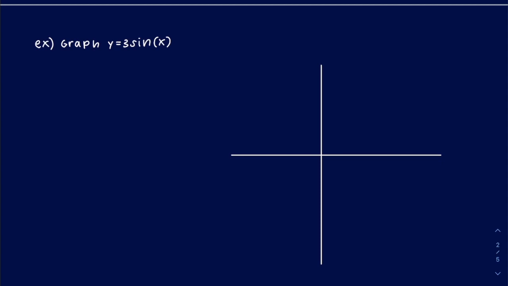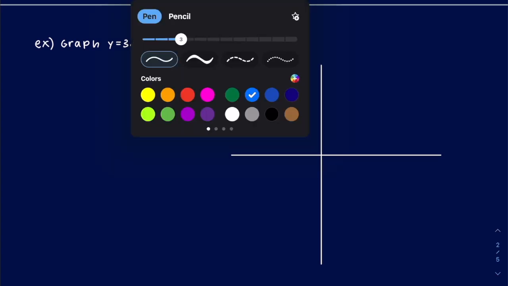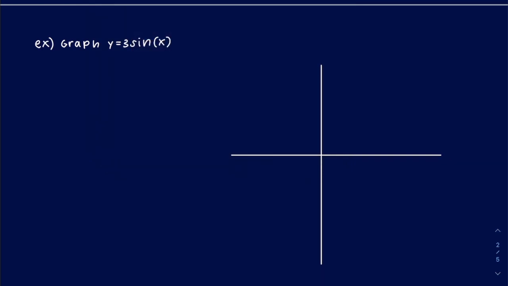So this example is y is equal to 3 sine x. So the first thing we gotta do is we gotta find our amplitude. So remember that our amplitude is the absolute value of a. A in this case is the absolute value of 3, which is just 3. So our amplitude is 3. Now let's find our period. So our period is 2 pi over b, and b is the constant inside of the parentheses, which is just 1 in this case. So it's 2 pi over 1, which is just 2 pi. So that is our period.